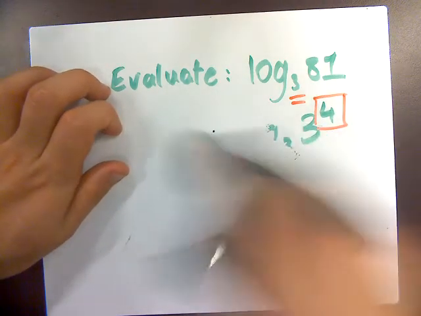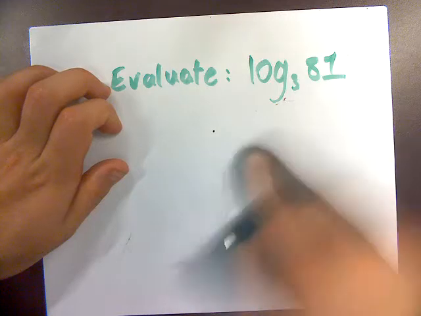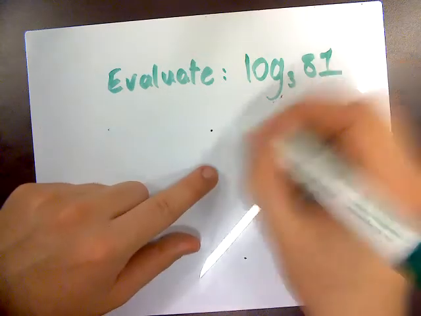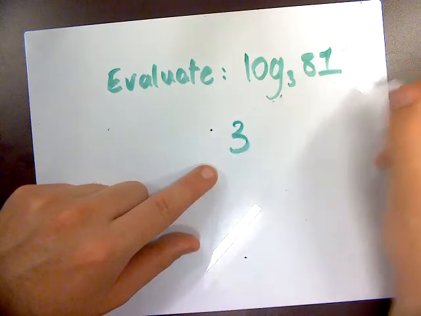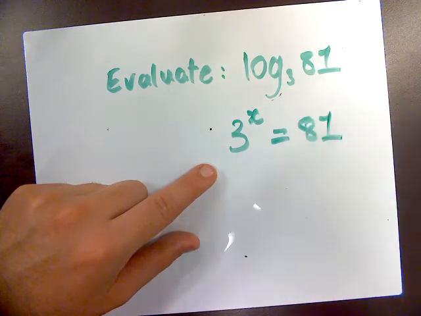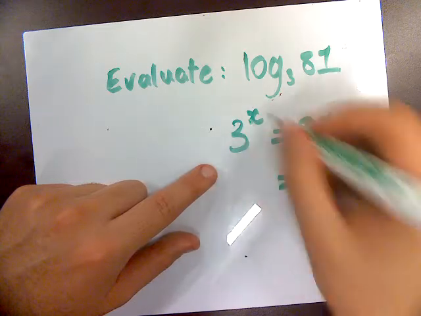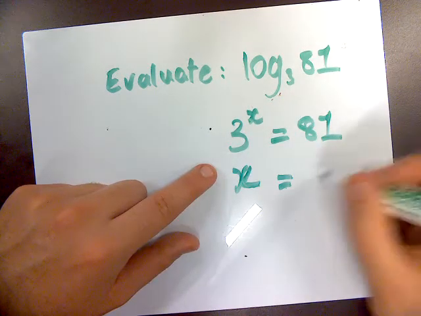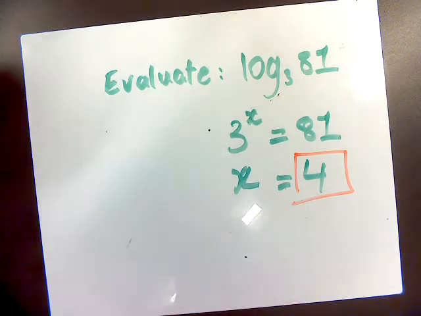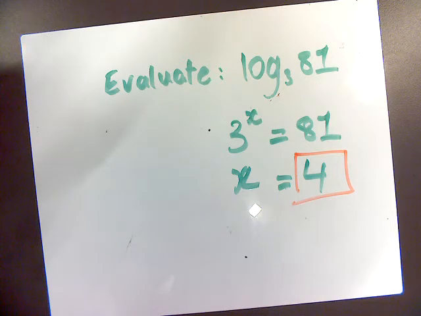Or the other way is, I could convert this to index form. Let's have a look. I've got base 3 to the power of, well, we don't know yet, and it's going to equal 81. We could evaluate that now and say x is going to be the power of 4 to equal 81, and we can get our answer that way. So it's a pretty straightforward process to go from one to the other, and also evaluating logs. Yeah, that's it.